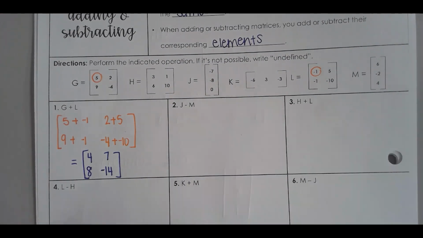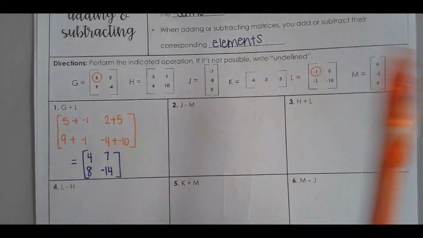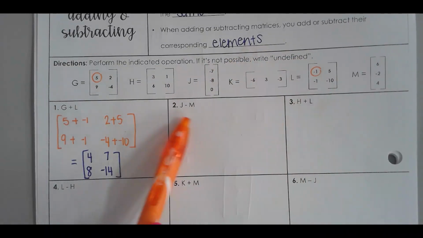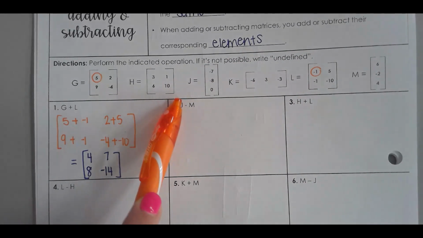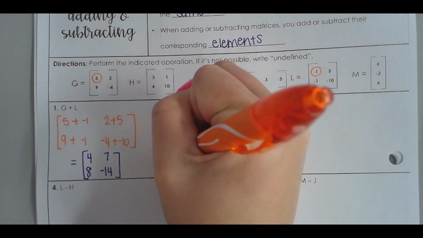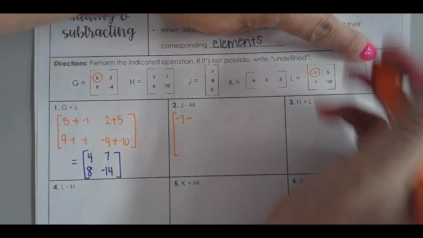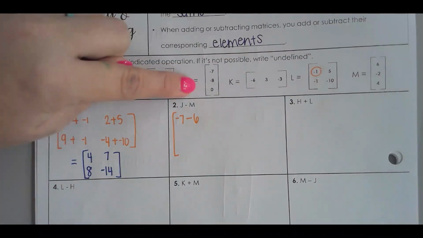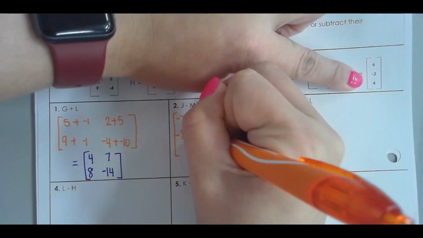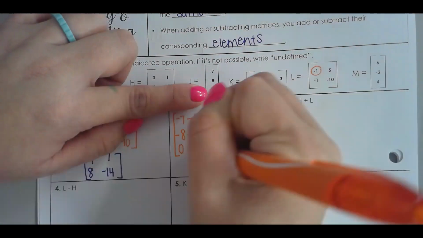All right, J minus M. Here's J, here's M. Do they have the same dimensions? Yes, they do. So can I subtract them? Yep. Notice how J is first. Make sure you take the number out of J first. So, -7 minus 6. -8 minus -2. 0 minus 4.